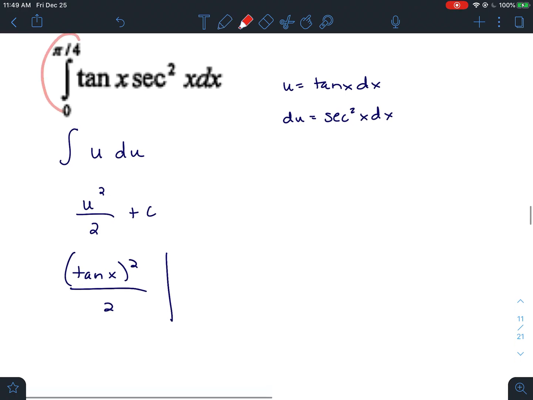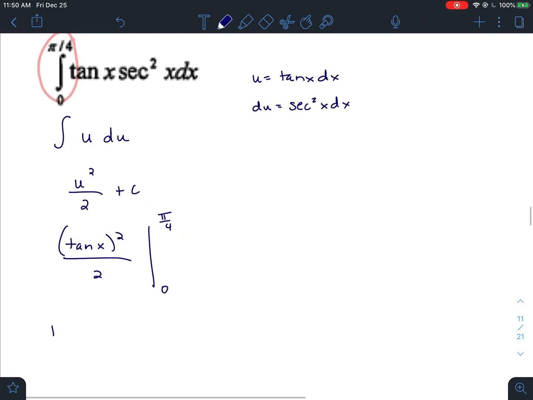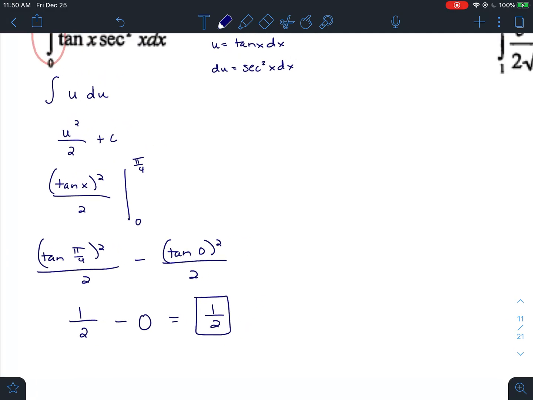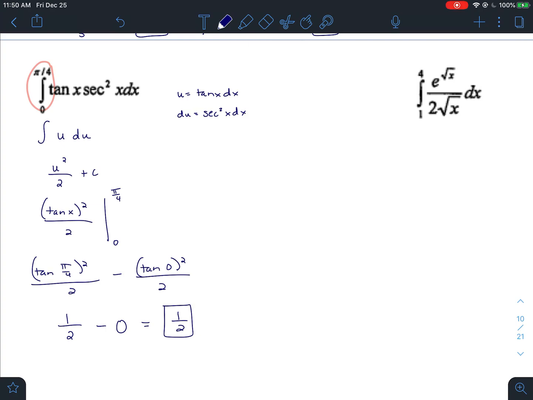And then I want to evaluate that. Now I'm going to use the original bounds between 0 and pi over 4. So now I have tangent at pi over 4 squared divided by 2 minus tangent at 0 squared divided by 2. Tangent at pi over 4 is 1. 1 squared is 1. So this is 1/2 minus tangent at 0 is 0. And 0 divided by 2 is still 0. So that's just going to end up being 1/2.